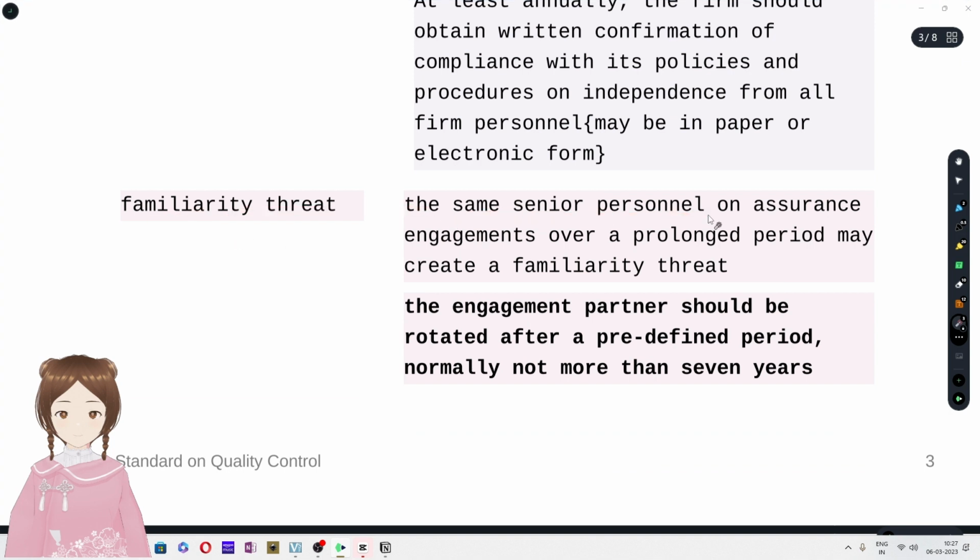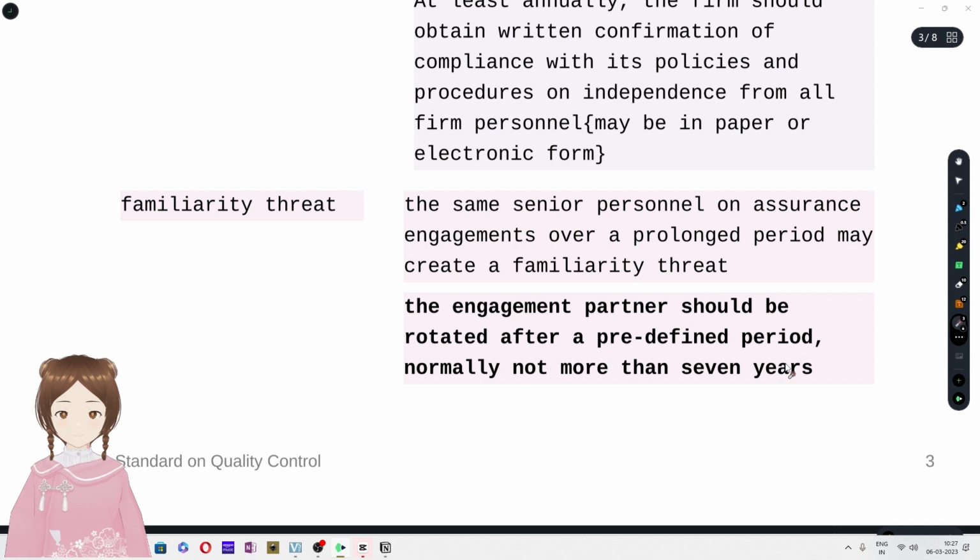The same senior personnel on an assurance engagement over a prolonged period may create a familiarity threat. The engagement partner should rotate after a predefined period, normally not more than 7 years. That is, at least every 7 years, they have to rotate the senior personnel. Don't confuse this with rotation of auditors. Rotation of auditors is applicable to a higher class of companies.